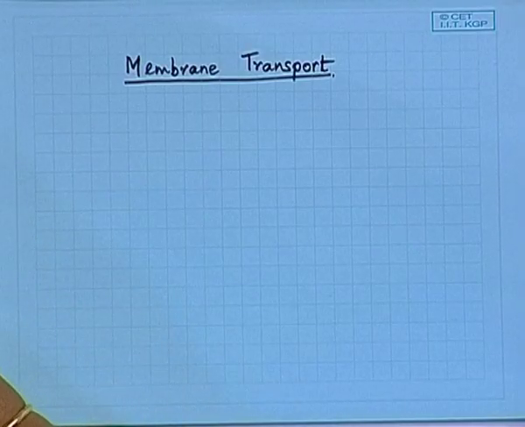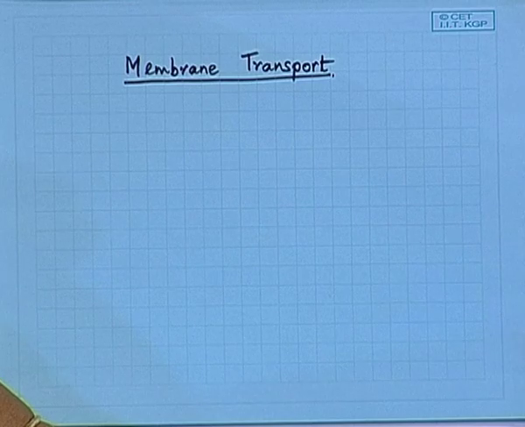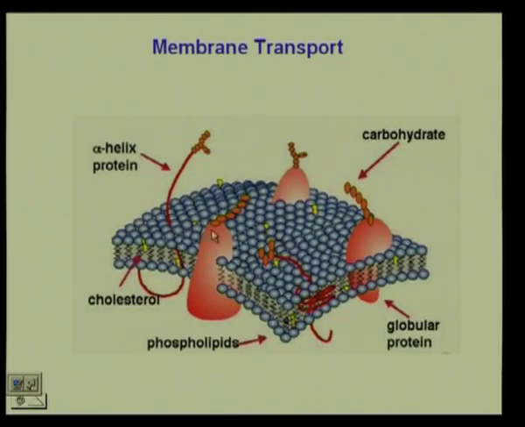Now, if we look at the fluid mosaic model that we discussed in the last class, we know that this lipid bilayer that comprises the membrane is interspersed with proteins and channels that allow the transport of ions from one side to the other, whether it is from the inside to the outside or from the outside to the inside of the cell. Now, this is extremely important for cellular processes that are going on.